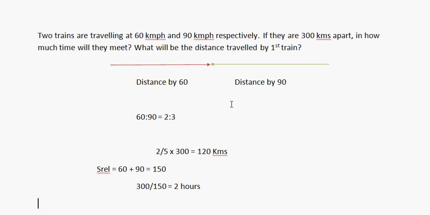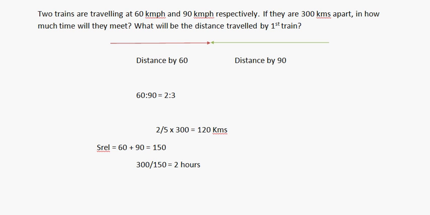To make thinking easy for us, we introduce the concept of relative speed, right? So what is actually relative speed? The distance is covered linearly by both the trains, right? For example, after any time t, the 60 kilometer per hour train would cover 60t, and the 90 kilometer per hour train would cover 90t, which means in total they are covering 150t. And this 150t should be equal to 300, so t is 2 hours.